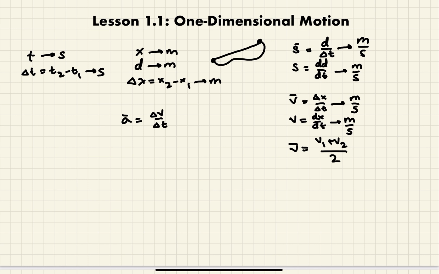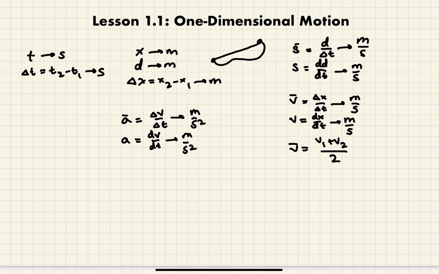Now, this is average acceleration, you should know by now. What are the units of this? That's going to be meters per second, that's change in velocity over second, so meters per second squared. Now, we also have an instantaneous equivalent. Instantaneous acceleration is going to be the derivative of velocity with respect to time. Again, same units, meters per second squared.